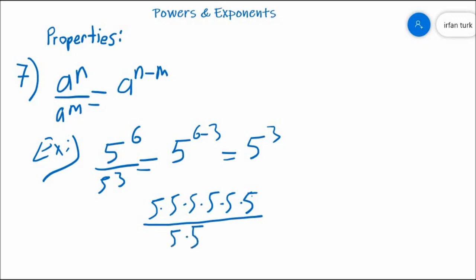1, 2, 3. So this one goes out, this one goes with this one, this one goes with this one, and now the leftovers are these. If you multiply them, you get 5 to the power of 3. As you can see, you can get the same result.